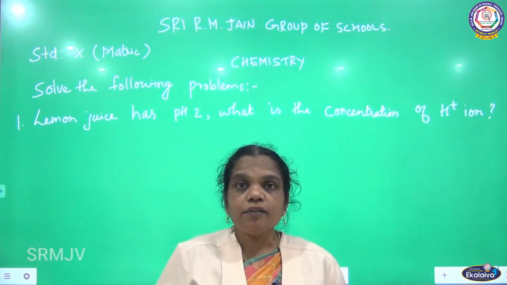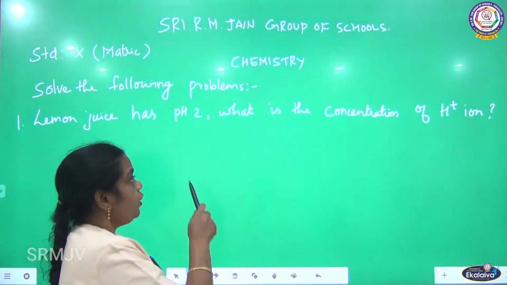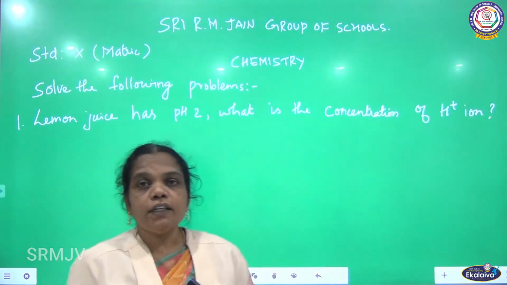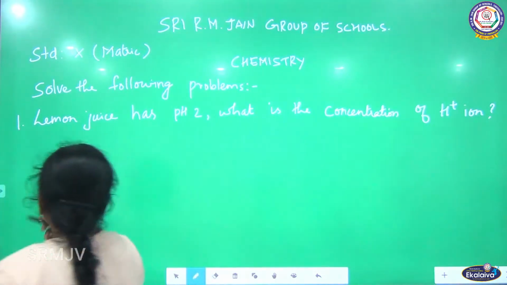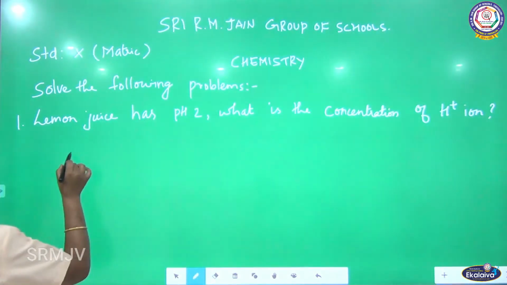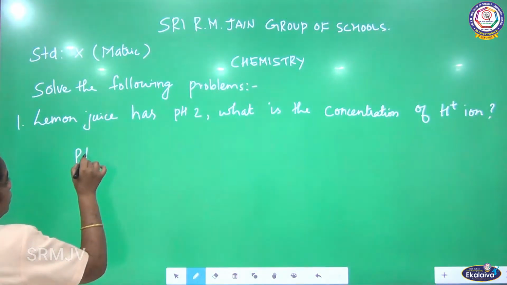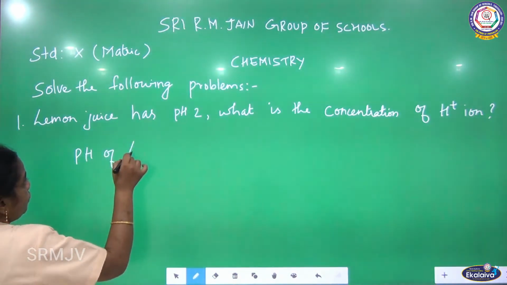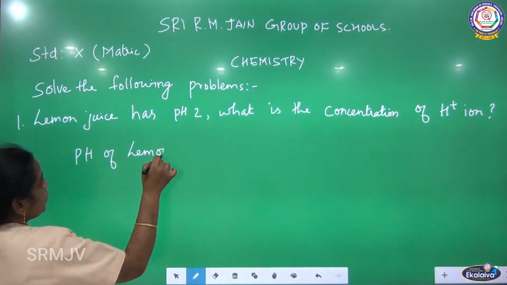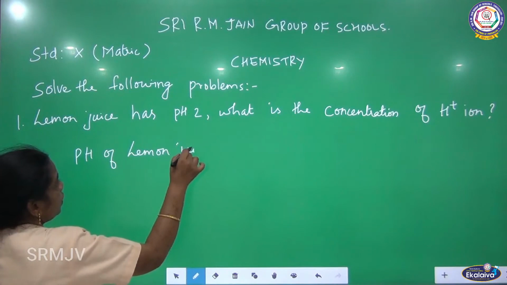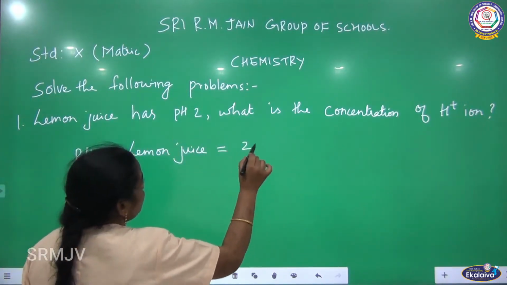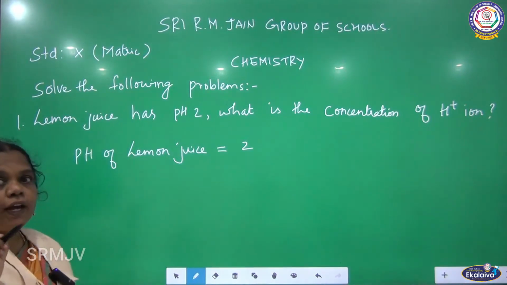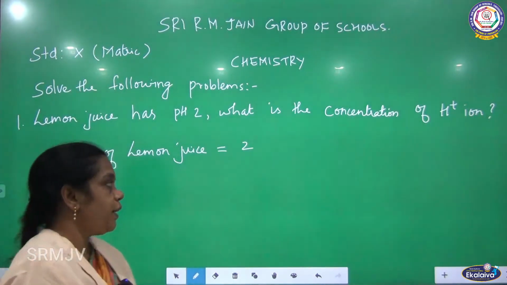So now what is given? Here the pH is given, you want to find the concentration of H plus ion. So now what is given? The pH of lemon juice equal to 2.